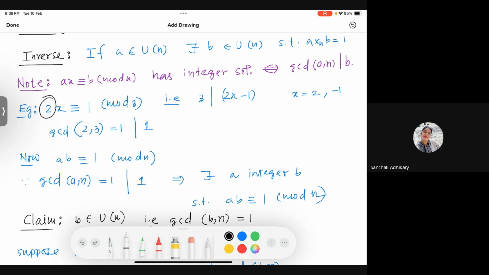Can you say what is the integer solution? Take x equals 2. So 2 into 2 is 4, 4 minus 1 is 3, and 3 divides 3. Okay, so done. 2 is the integer solution.